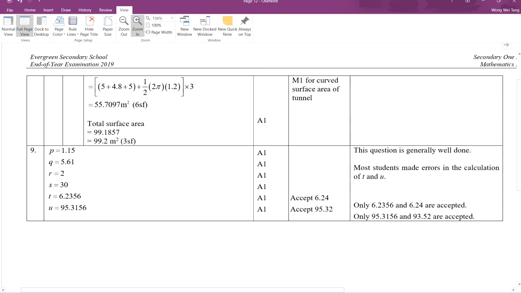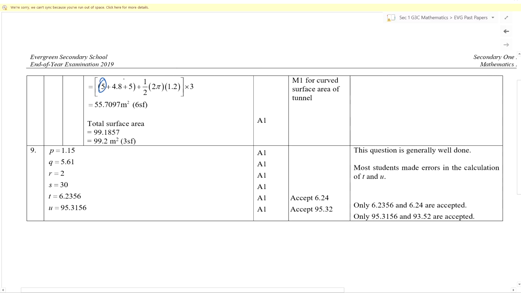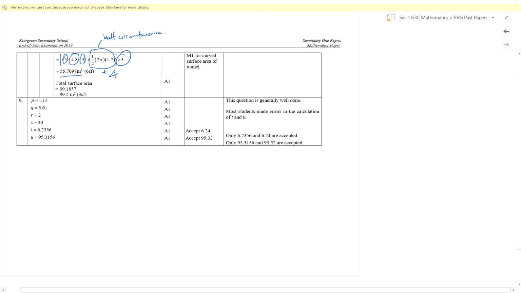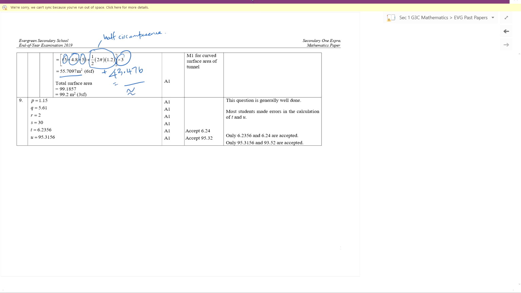Now the perimeter of the base. Take note, we are not including the 2 bottom distances. We've got the 2 slanted sides of 5 meters each, and this will be the top of the trapezium. We are not including the bottom of the trapezium. Here we have the half circumference, and we multiply it by the length of 3. So we add this value to the previous answer for the 2 base areas, 43.476, and you get the answer and round it off to become 99.2 square meters.